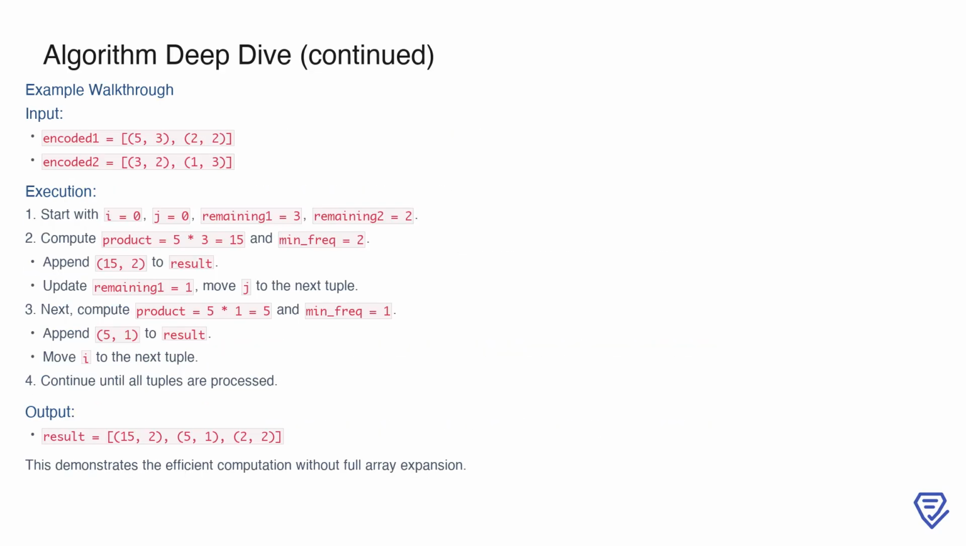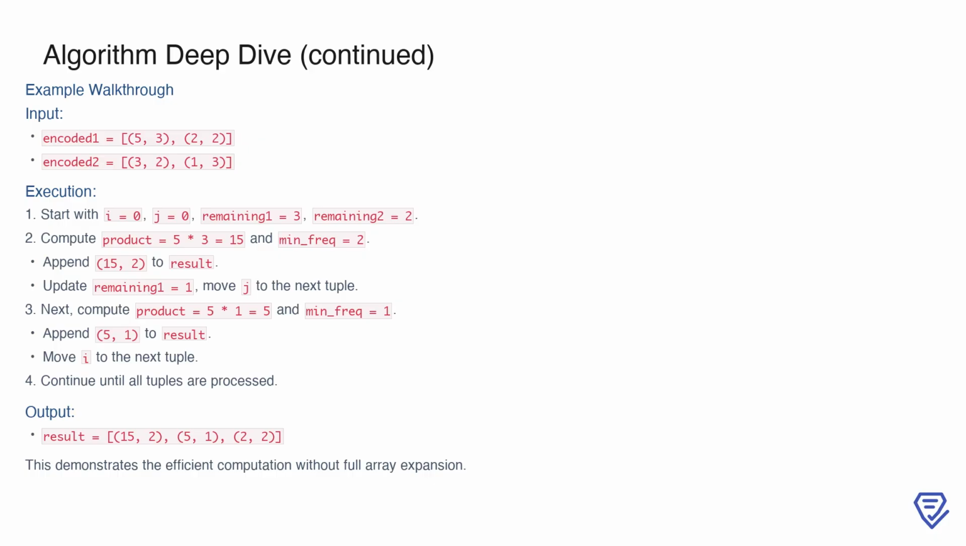To bring everything together, let's walk through an example. Consider the input arrays encoded 1 equals [5, 3], [2, 2], and encoded 2 equals [3, 2], [1, 3]. We start with i equals 0, j equals 0, remaining 1 equals 3, and remaining 2 equals 2. First, we calculate the product 5 * 3 equals 15 and determine min_frequency equals 2. We append [15, 2] to the result and update remaining 1 equals 1, moving j to the next tuple.